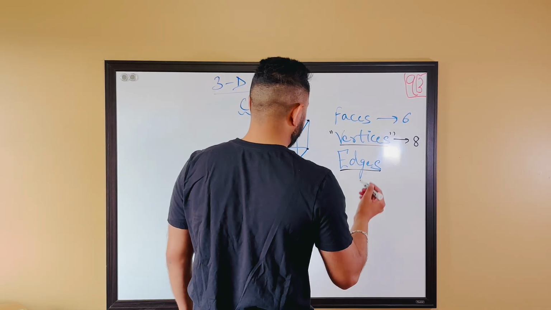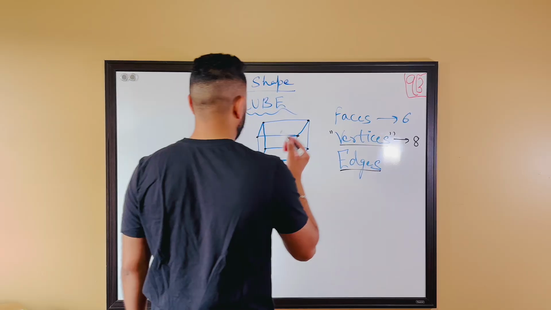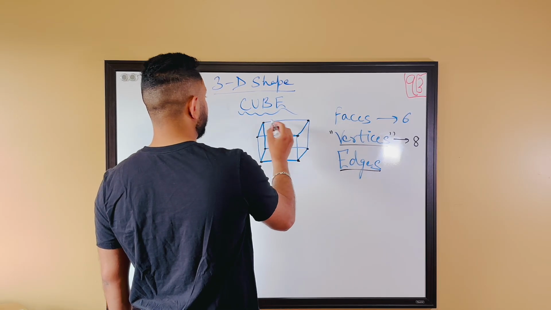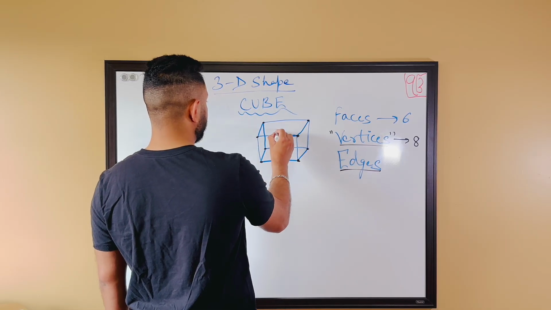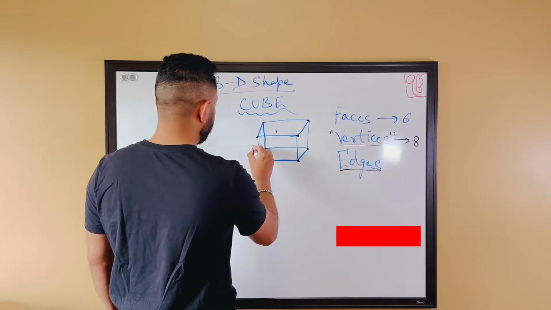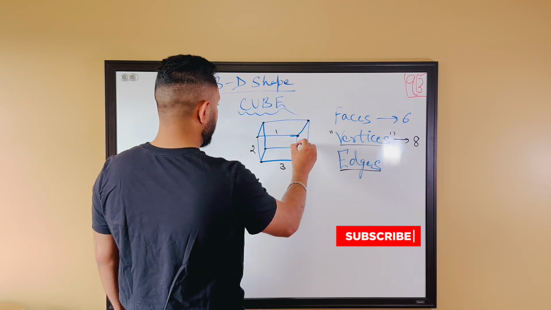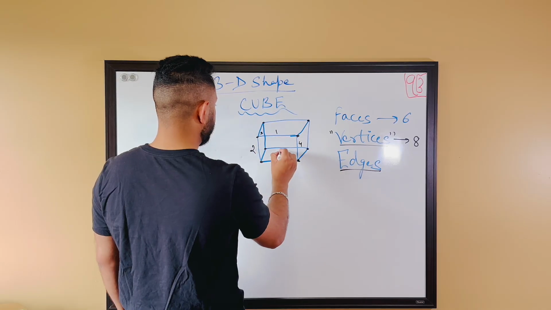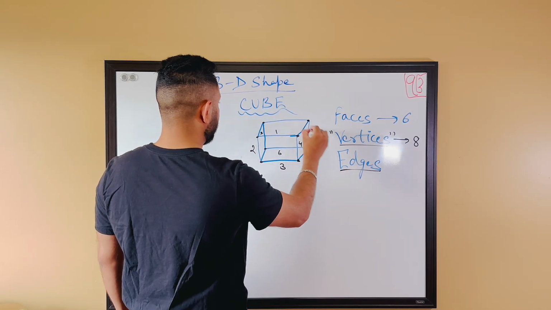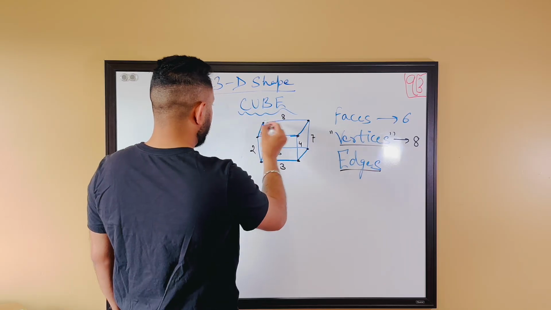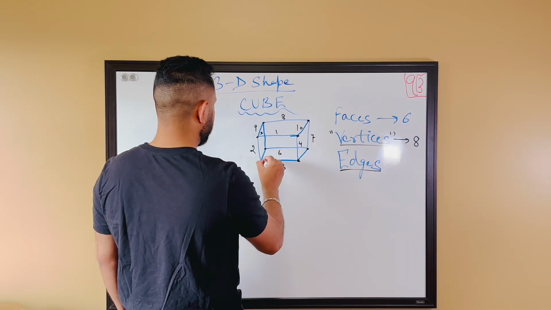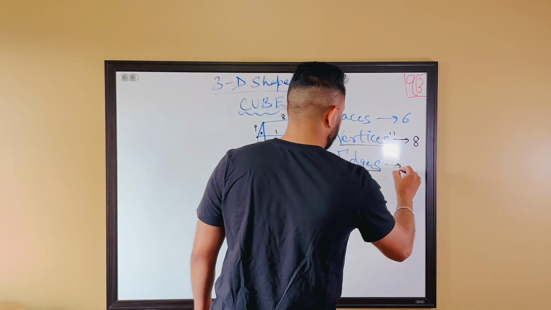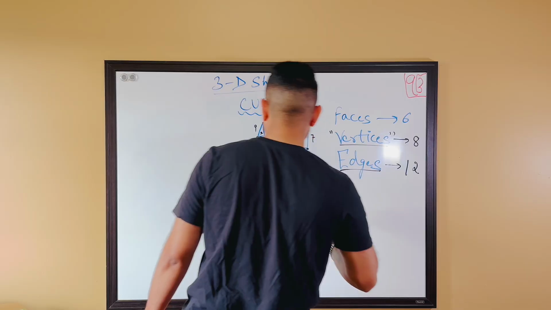So if we talk about edges, what are the edges of a cube? It is basically a line that connects 2 vertices. So for example, this is first, second, third, fourth, fifth, sixth, seventh, eighth, ninth, 10th, 11th and 12th. So basically there are 12 edges of a cube.